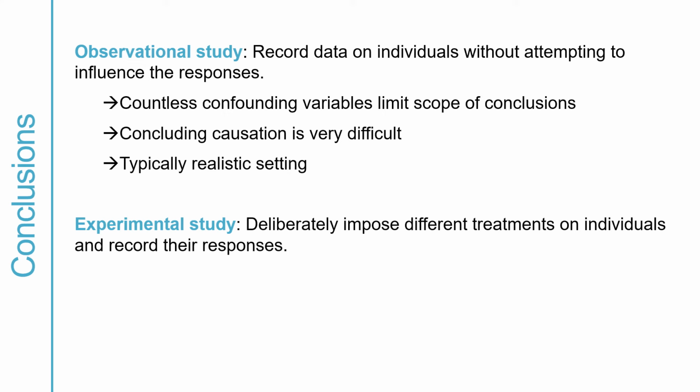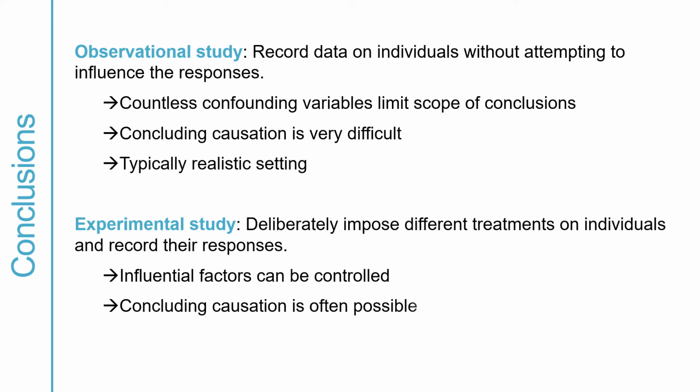In an experimental study, on the other hand, we might force some influential factors to be the same for everyone so that they wouldn't have an influence in the context of that experiment. The individuals are typically assigned at random to those different conditions, which means that the conditions are not associated with potentially confounding variables, which makes causation a lot easier to conclude in most experimental settings. Experimental settings can be simplistic and unrealistic, which means that the conclusions we can draw from them could be very limited in scope.